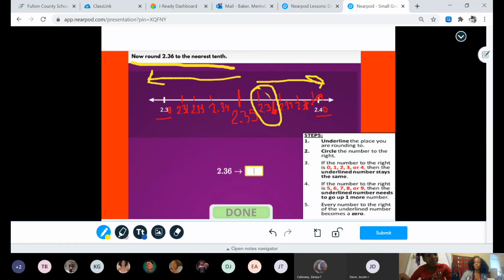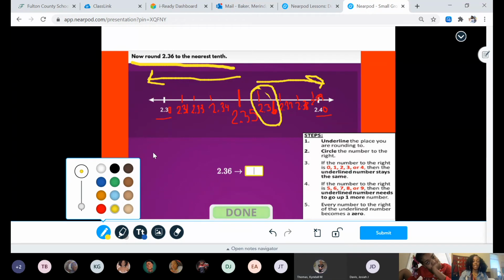Go ahead, Kendall. 2 and 3600s will round to 2 and 4000s because the 6 is a greater number, so it will go up instead of down. Yes, that's correct. But by looking at our number line, how do you know that it will round to 2 and 4000s? Because 2 and 3600s is closer to 2 and 4000. Yep, that is exactly correct. If we look at our number line, we can see 2 and 3600s is way closer to 2 and 4000s than it is to 2 and 3000s.